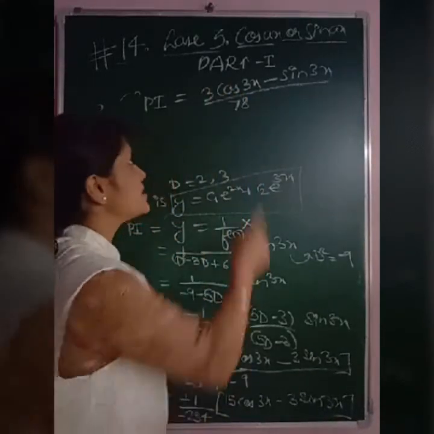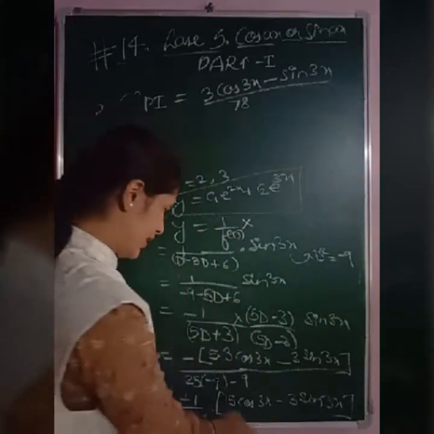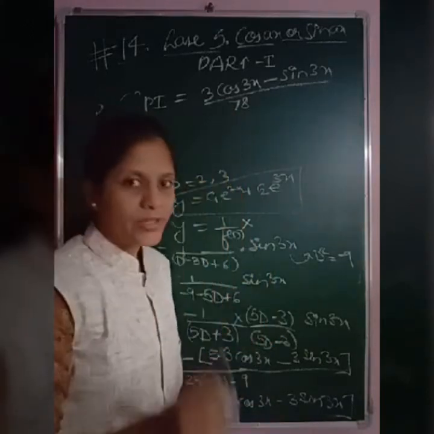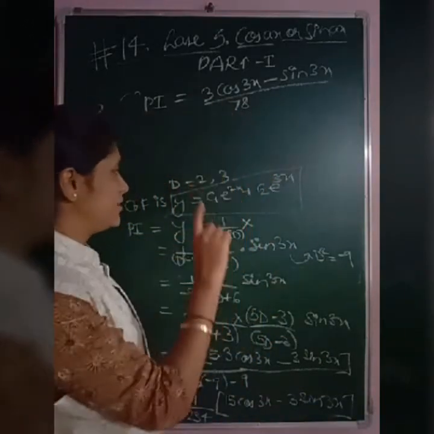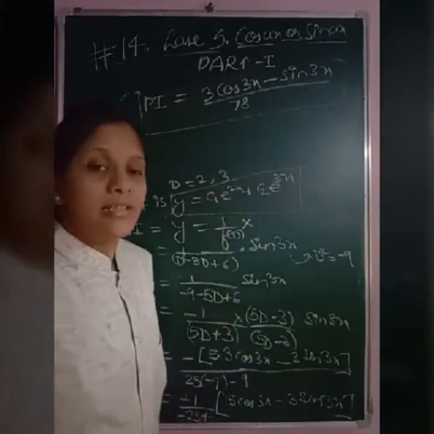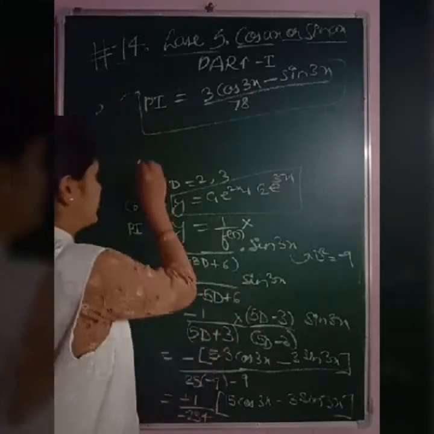Either you can write 1 by 78 into that or like this. So both give the same meaning. For this also you will get full marks. But this gives more impression. So we are writing like this. So this is our PI. And already we have found CF. So now let us write the complete solution.